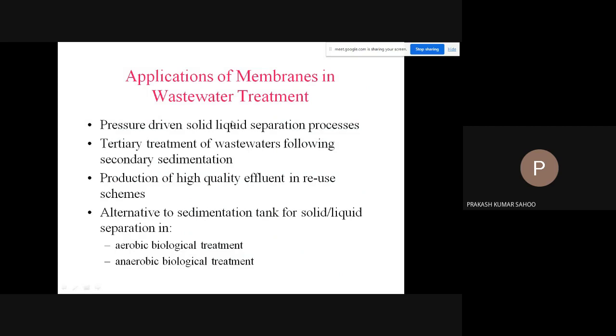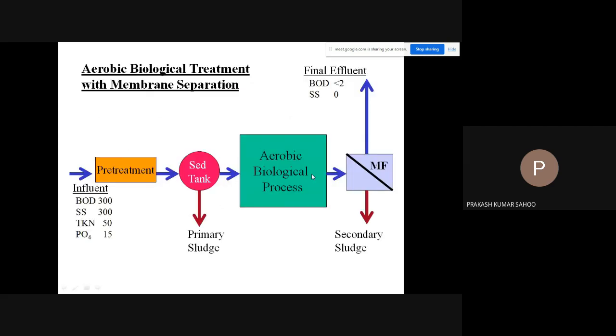Application of membrane in wastewater treatment: pressure driven solid liquid separation process, tertiary treatment of wastewater following secondary sedimentation, production of high quality effluent in reuse schemes, alternative to sedimentation tank for solid liquid separation. It may be an anaerobic or aerobic biological technique. So this is another example of microfiltration, where microfiltration is done here. That is an aerobic biological process.